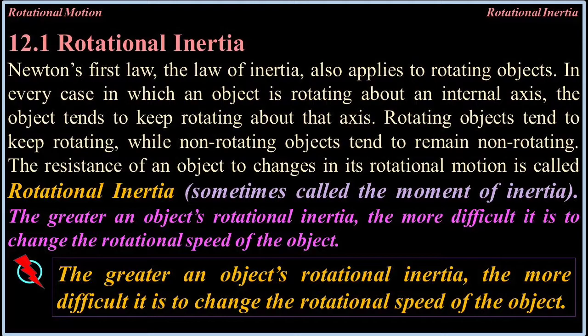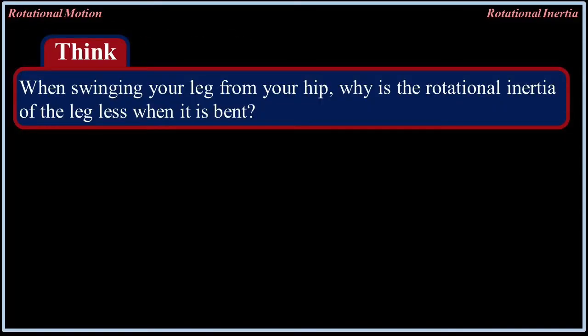Newton's first law of inertia also applies to rotating objects. In every case in which an object is rotating around an internal axis, the object tends to keep rotating about the axis. Rotating objects tend to keep rotating, while non-rotating objects tend to remain non-rotating. The resistance of an object to change in its rotational motion is called rotational inertia, sometimes called the moment of inertia. The greater an object's rotational inertia, the more difficult it is to change the rotational speed of the object.